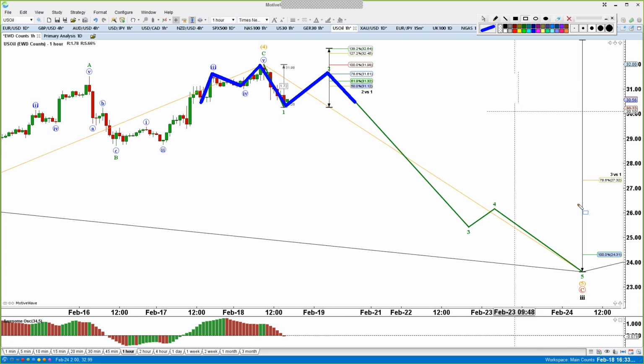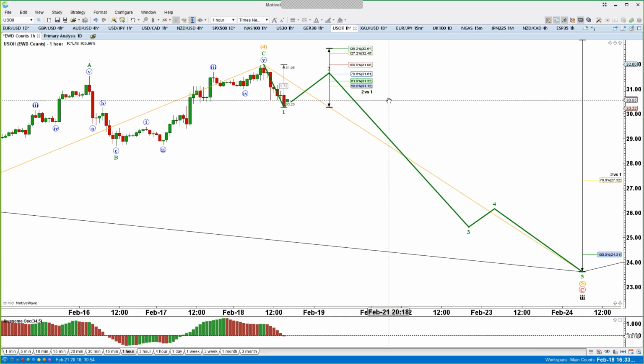The target for the whole move, if that's what you mean, will be the 100%, 24.31 area. Let me know if that answers the question. If not, we can go back to it.